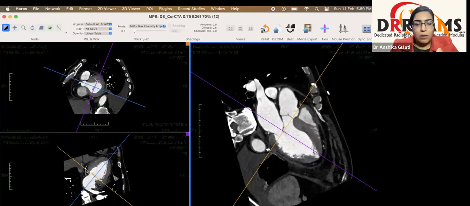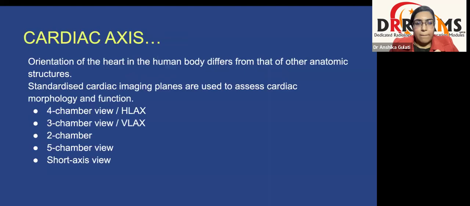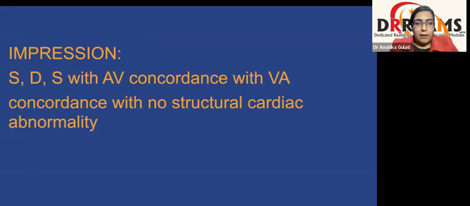So that is about the cardiac axis. We have seen how we make all these five cardiac axes using the 3D MPRs. And yes, coming back to our sample report, now we learn how we form this report.